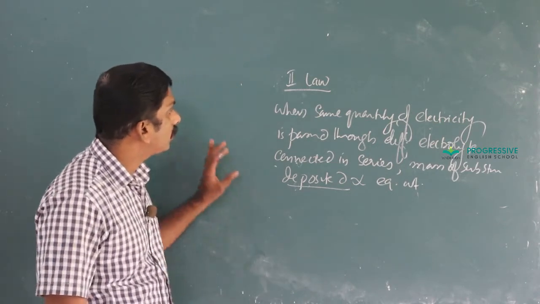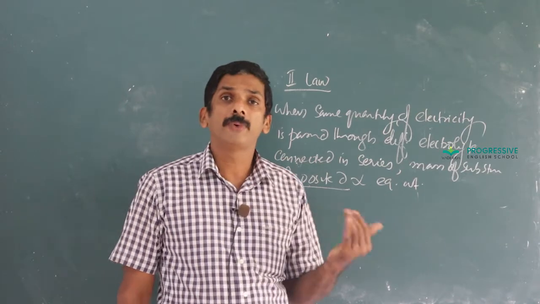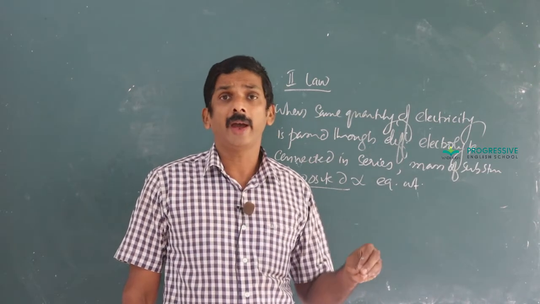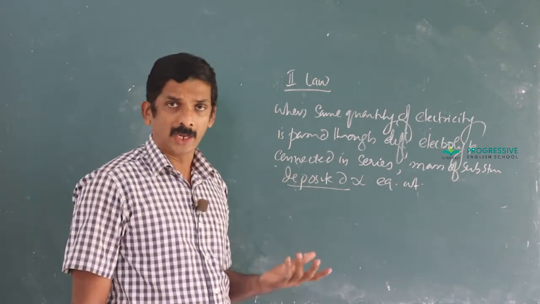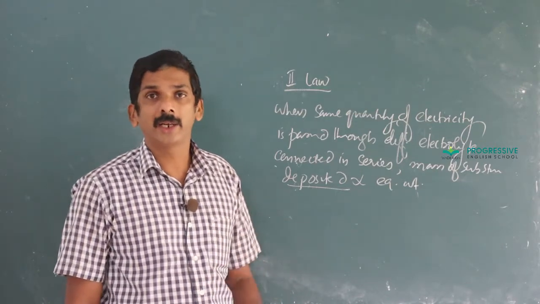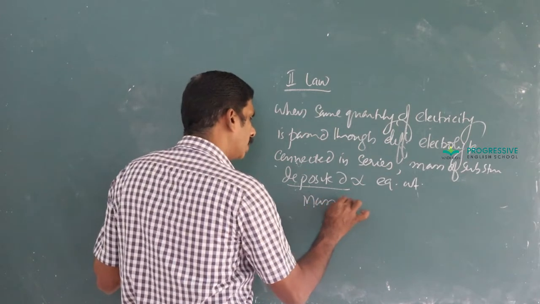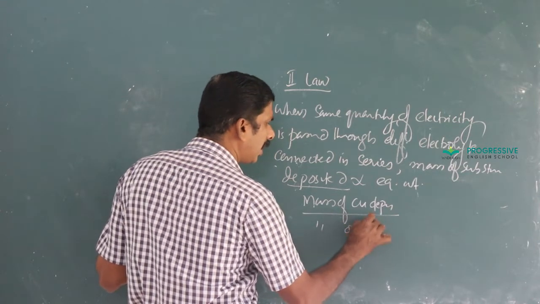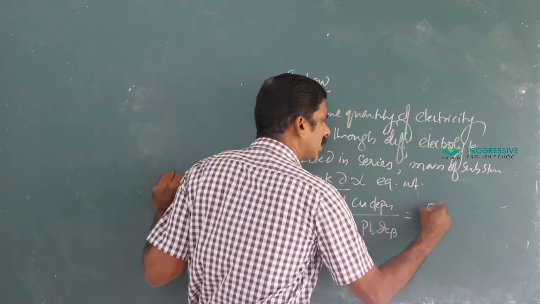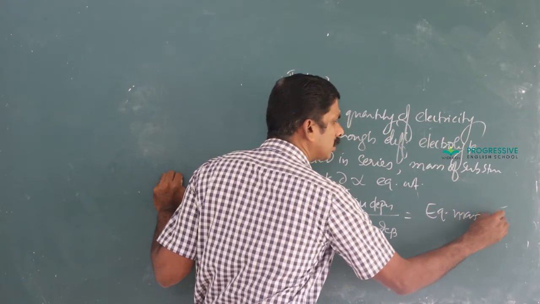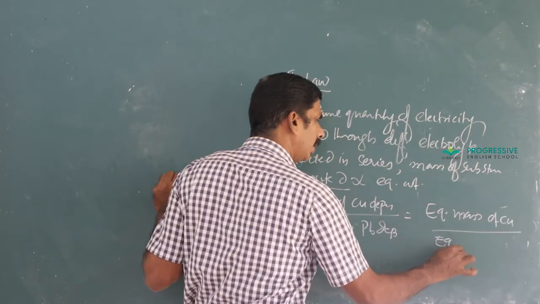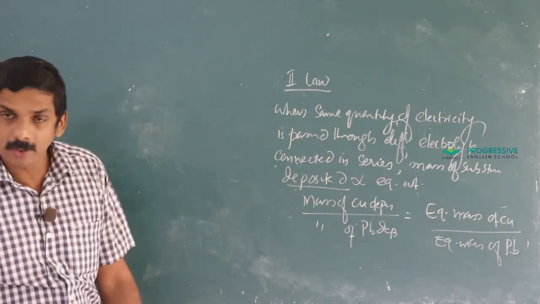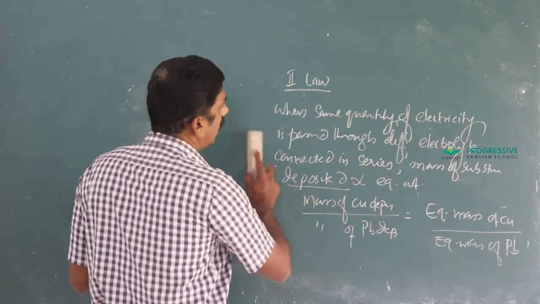Here, suppose the same quantity of electricity is passed through lead nitrate and copper sulfate connected in series, then the mass of copper deposited divided by the mass of lead deposited is equal to the equivalent mass of copper divided by the equivalent mass of lead.